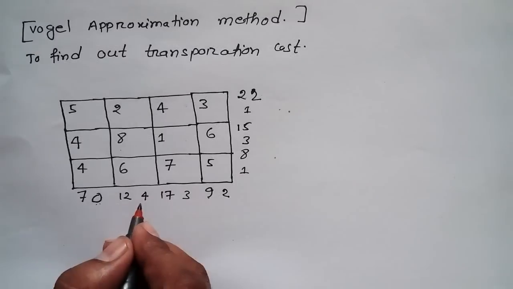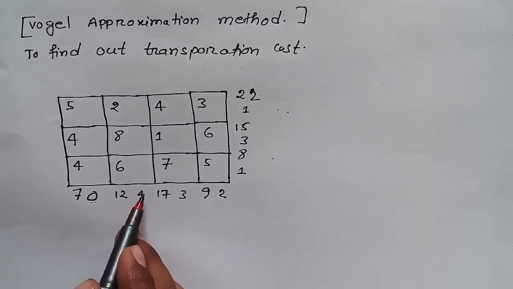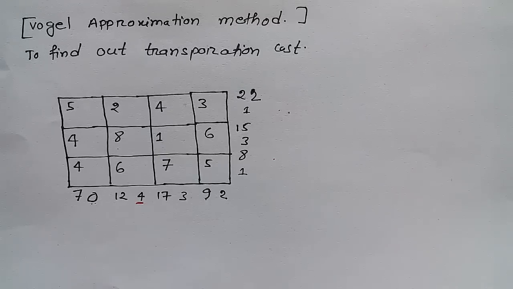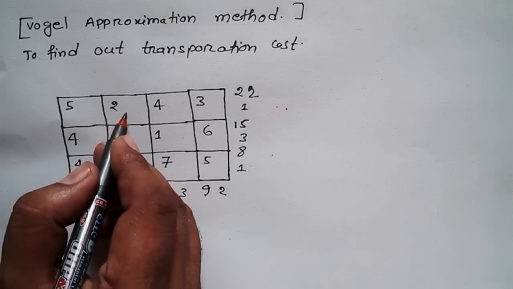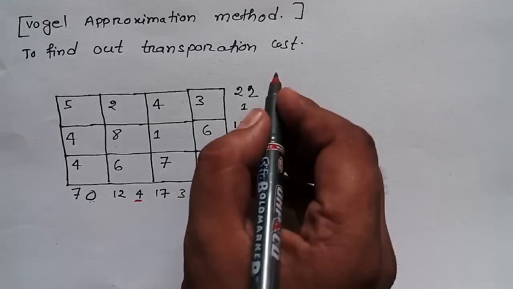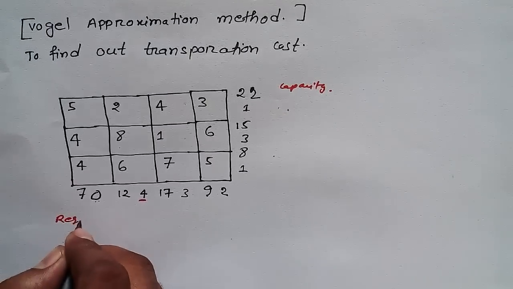We need to find the maximum difference. Here the maximum difference is 4. Now select this 4. Now we need to find the minimum cost in that column. The minimum cost is 2. Now we just have to fulfill demand based on our capacity and requirement. So this is capacity and this is requirement.